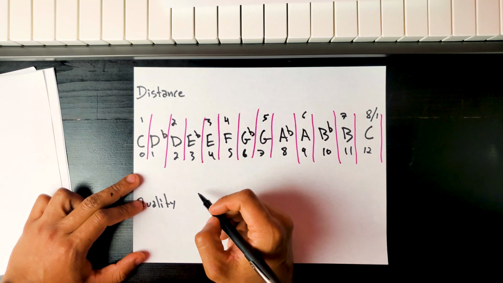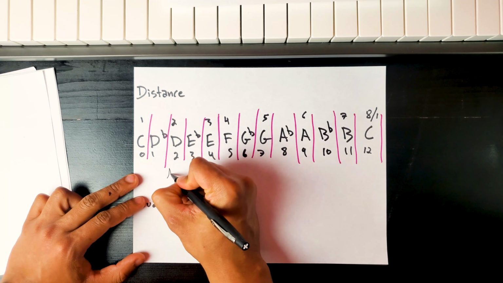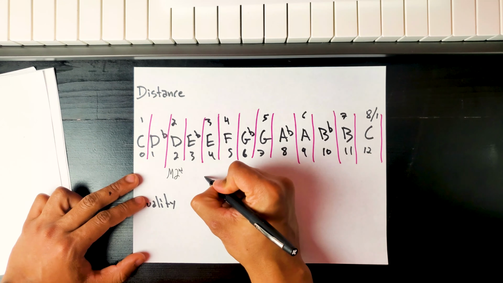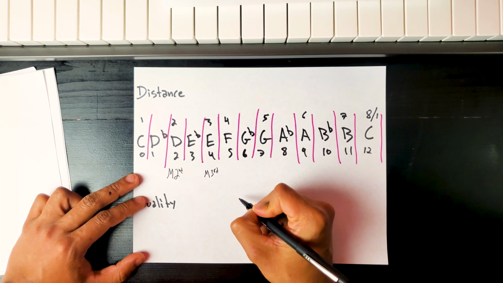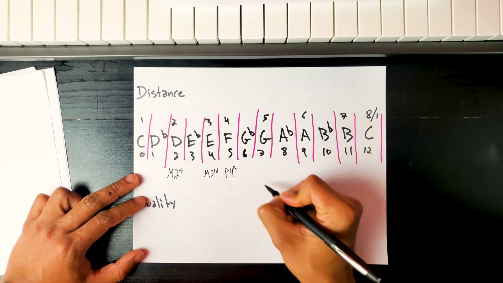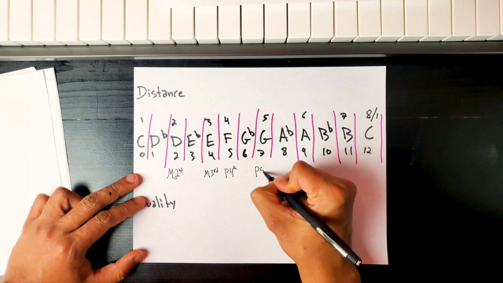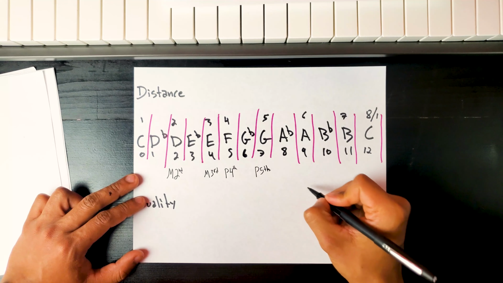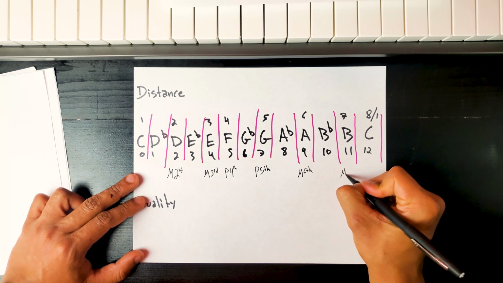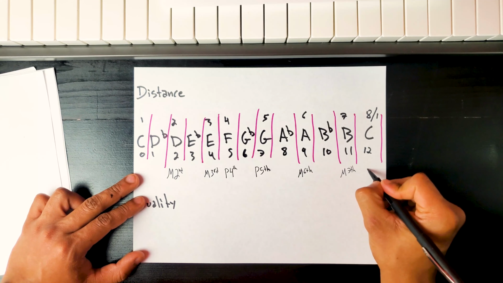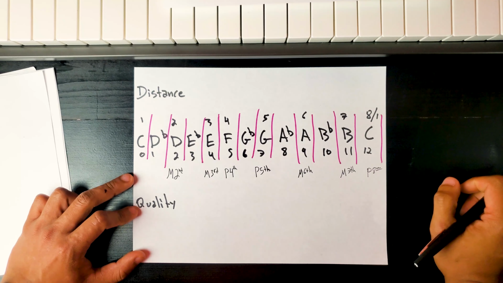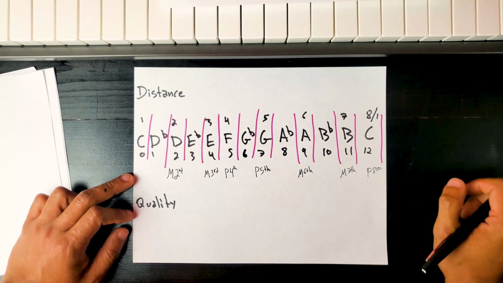We know that C to D is a second, but if it's 2 semitones away from C, it's a major second. We know that C to E is a third. If it's 4 semitones away from C, it's a major third. If F is 5 semitones away from C, it's called a perfect fourth. If G is 7 semitones away from C, it's called a perfect fifth. Now A is 9 semitones away from C, that makes it a major sixth. B is 11 semitones away from C, so that makes it a major seventh. And then C, being 12 semitones away from C, it makes it a perfect octave.